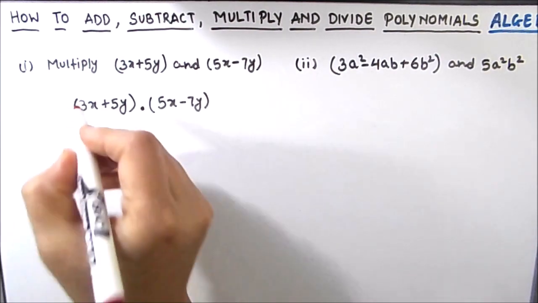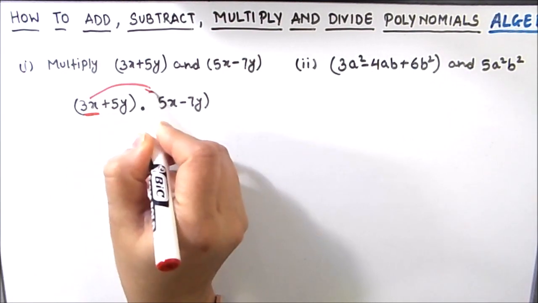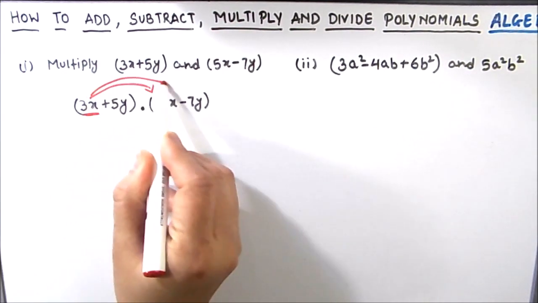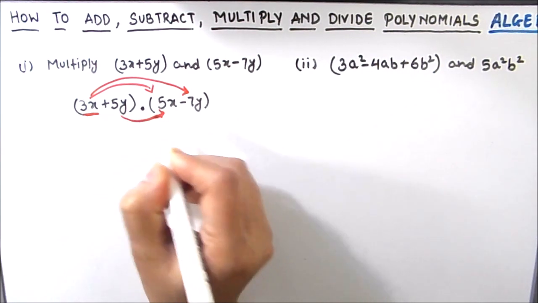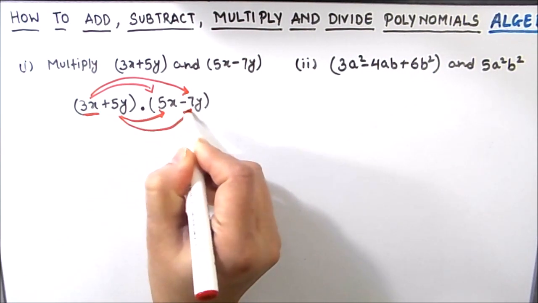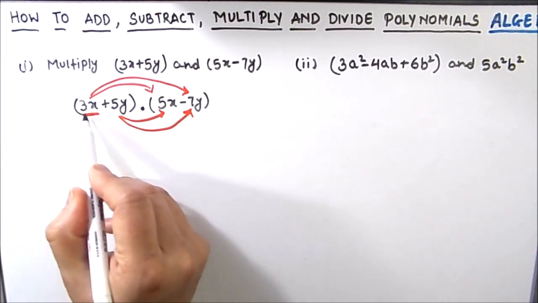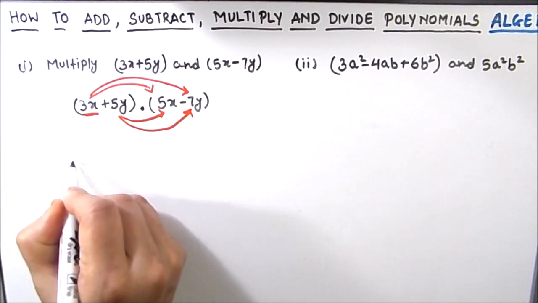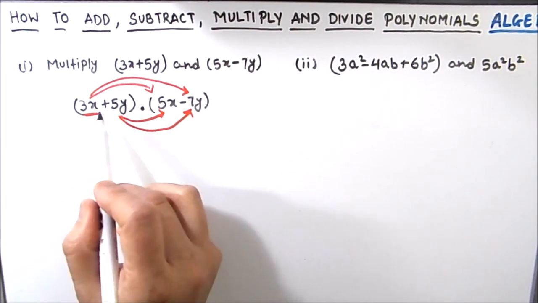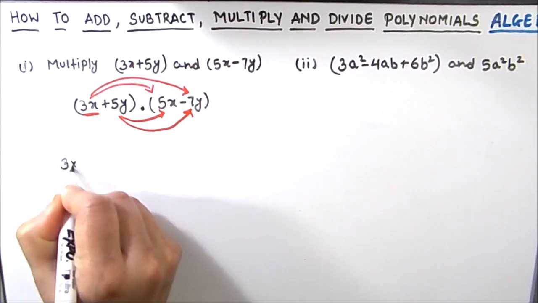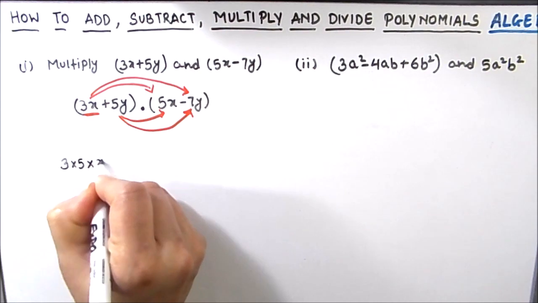In multiplication, we will first multiply this 3x with 5x and then we'll multiply 3x with 7x. Similarly, we'll multiply 5y with 5x and then we'll multiply 5y with 7y. So let's start. First we'll multiply 3x with 5x. The numerical values will multiply and then the variables will also multiply. So this will be 3 times 5 times x times x.